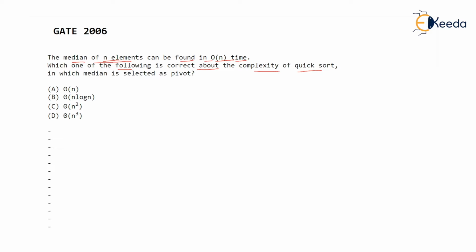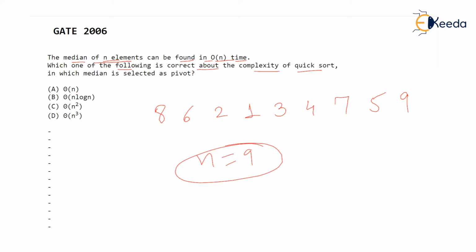Now just imagine that we have 8 elements, okay? And some 8 elements are somewhat like this. I will purposely take elements from 1 to 9. Just imagine that I have 8, 6, 2, 1, then I have 3, 4, and then 7, and 5. Okay, let's take 9, one more element, and 9 is over here. So n is 9 over here. The number of elements is 9, and I have purposely taken elements from 1 to 9.